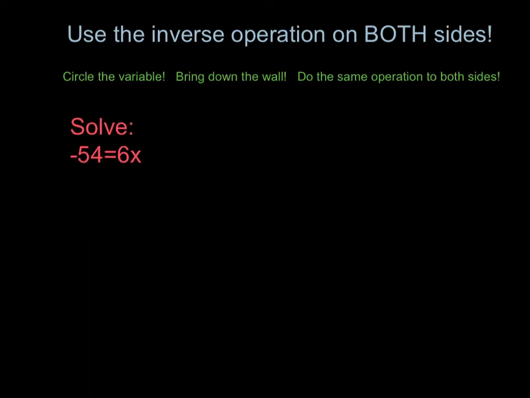I'm going to remind myself that I need to use the inverse operations on both sides. And I also notice that this expression looks a little different. It has negative 54 equals 6x. So it looks backwards, but we're going to do it the exact same way. So I'm going to go ahead and rewrite negative 54 equals 6x.